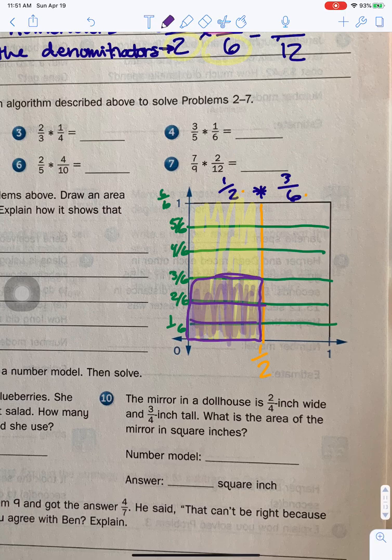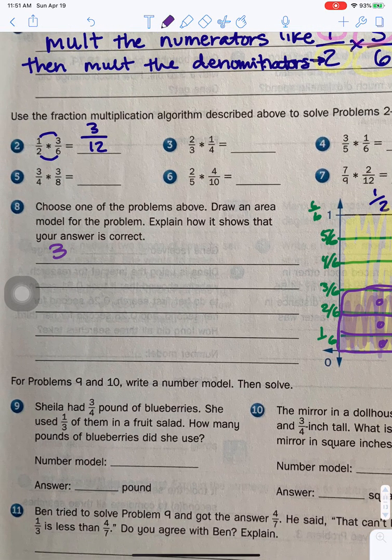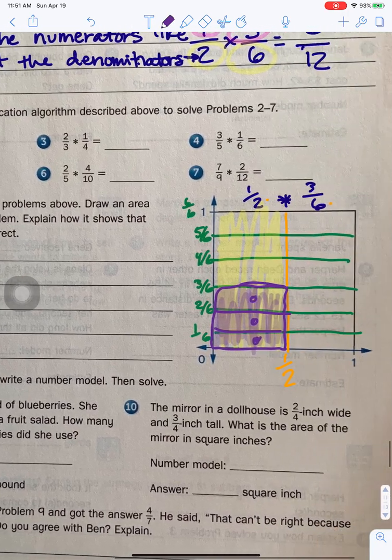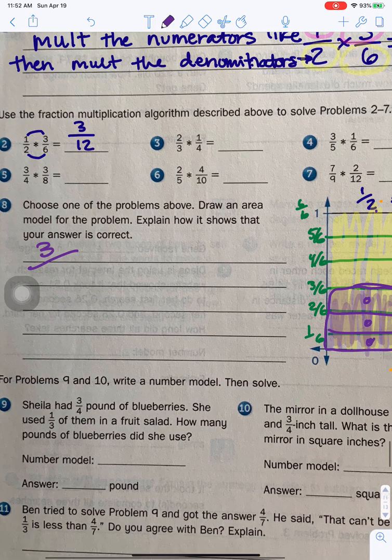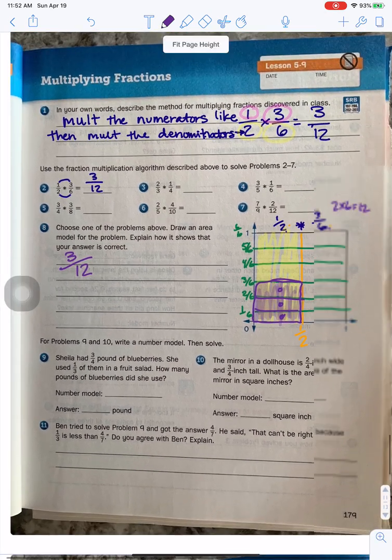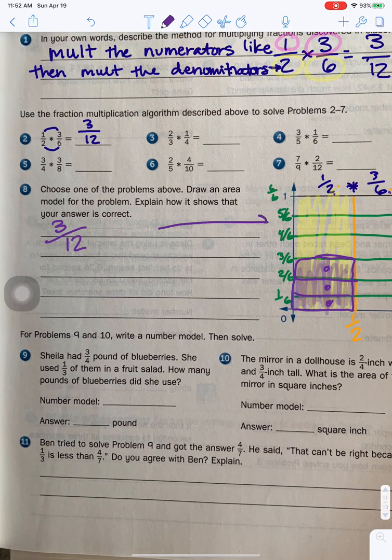So if this is my answer, it looks like 1, 2, 3. So my answer is 3. Out of how many total? If we do 2 times 6, we have 2 going across and 6, so 2 times 6 is 12. So my answer is 3/12. Explain how it shows that your answer is correct. If you did this work, that will be good enough.